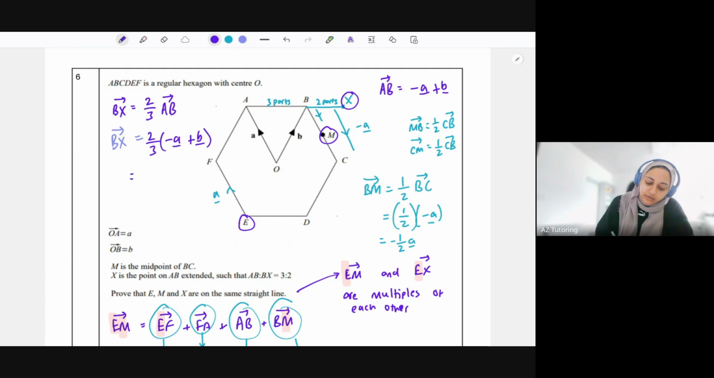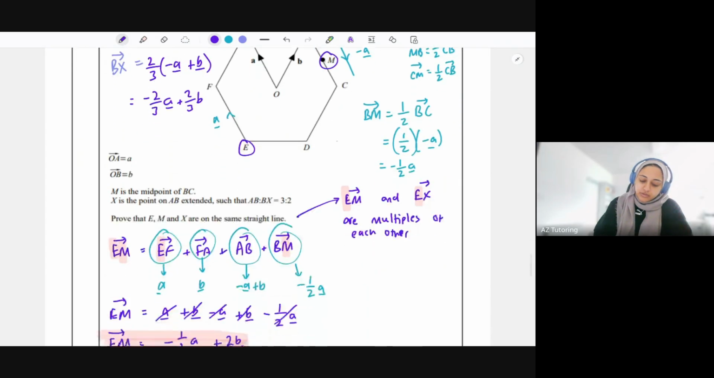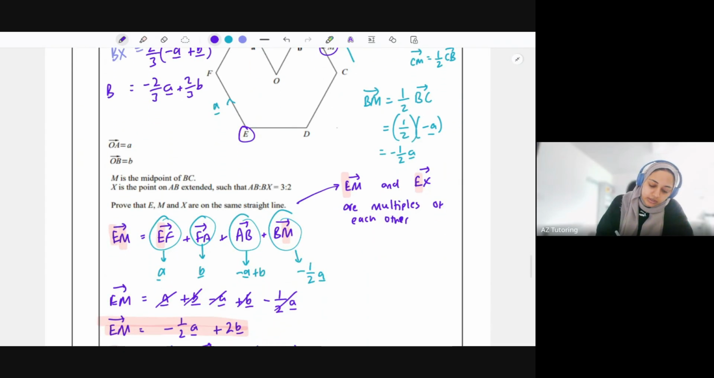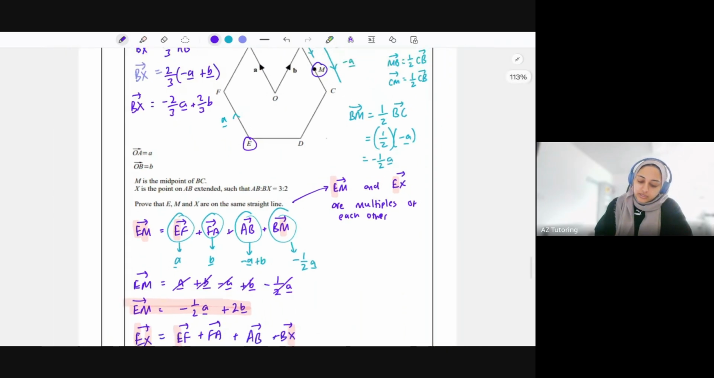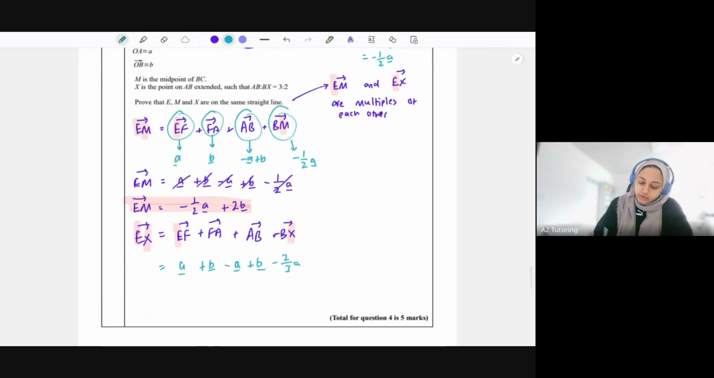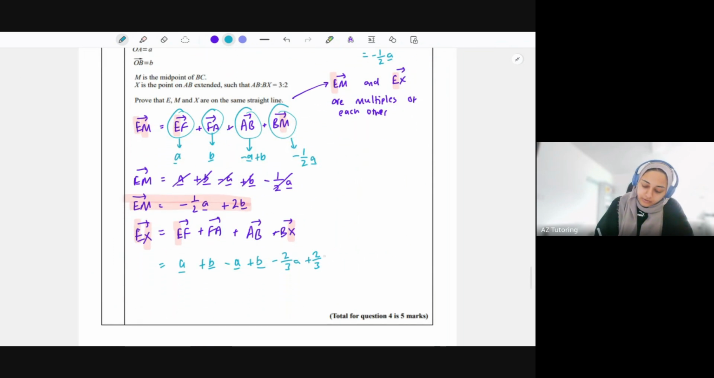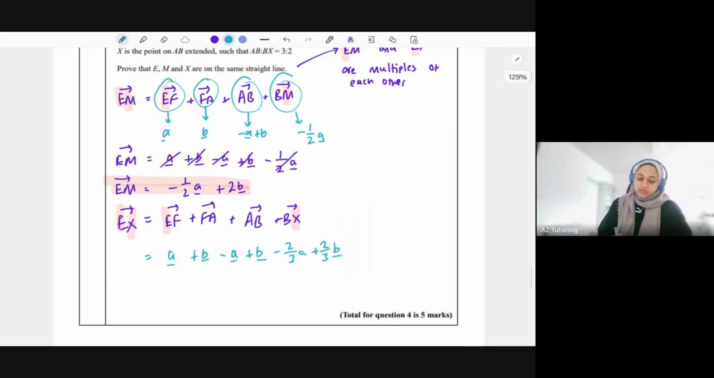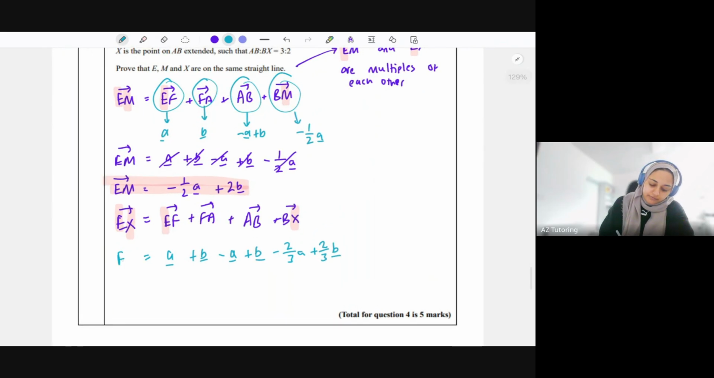Let's simplify that. 2/3 times minus A is minus 2/3 A plus 2/3 B. So we can put that down here. Minus 2/3 A plus 2/3 B for B to X. So let's simplify this for E to X.